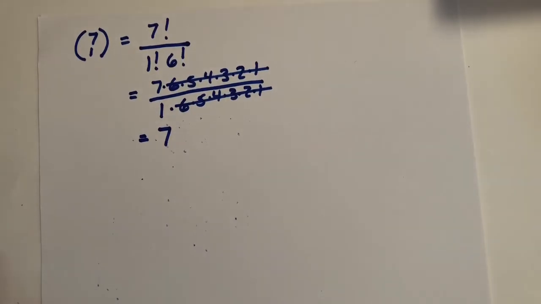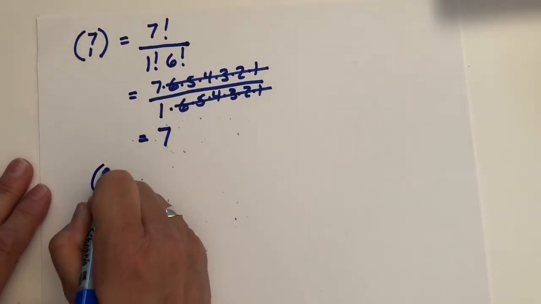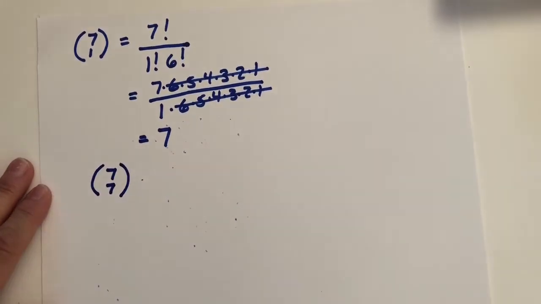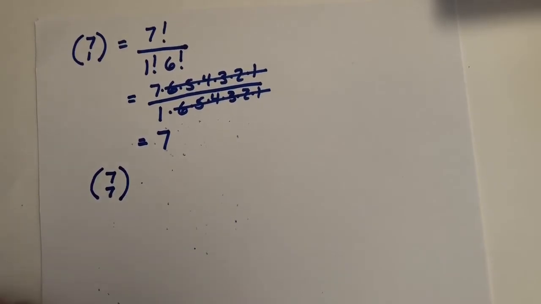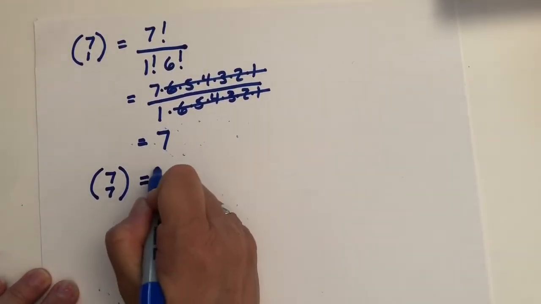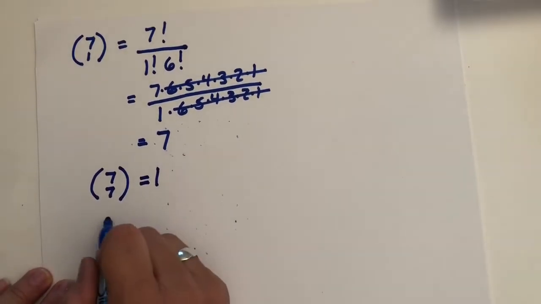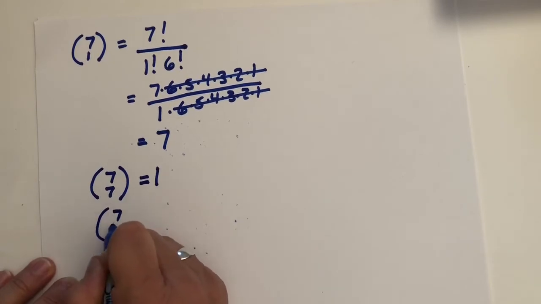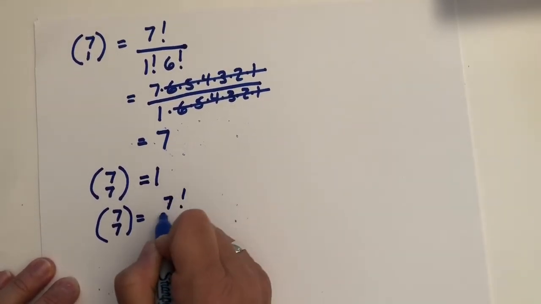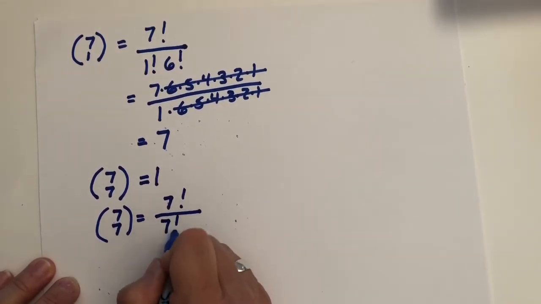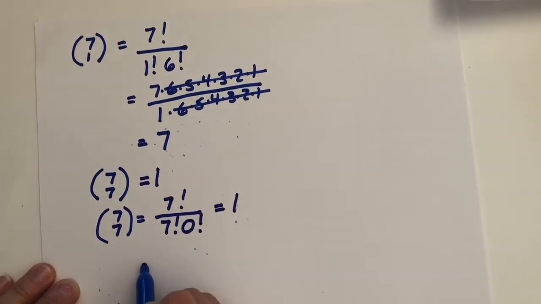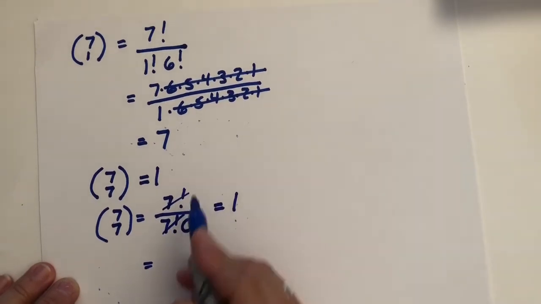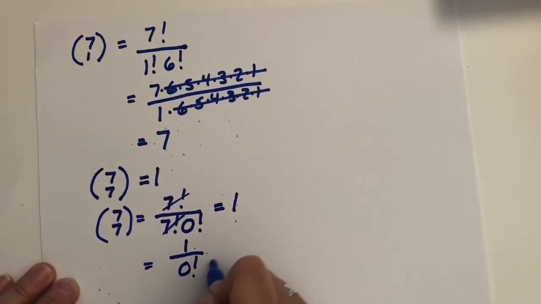Let me mention this. Suppose you had 7 choose 7. What would you expect the result to be? Well, if you have 7 items and you reach in and you choose all 7, there is only one way that that could happen. You grab them all. We expect the answer to be 1. But let's look at what that means. That means that 7 factorial divided by 7 factorial times 0 factorial must equal 1. Notice the 7 factorials cancel. And we have 1 over 0 factorial equals 1.